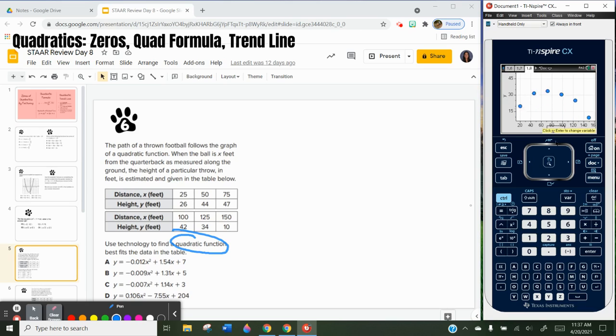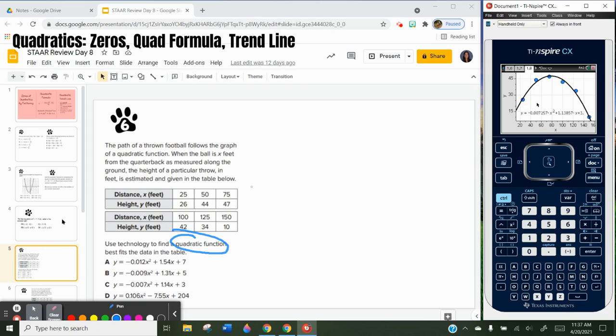Now we know that this is a quadratic function, so when we go to menu and to analyze our graph and go to regression, you're going to have to figure out which one says quadratic. So it's a quadratic equation, which means that this is our line, the best fit line. You want to make sure that you don't click linear or exponential, that you click quadratic.